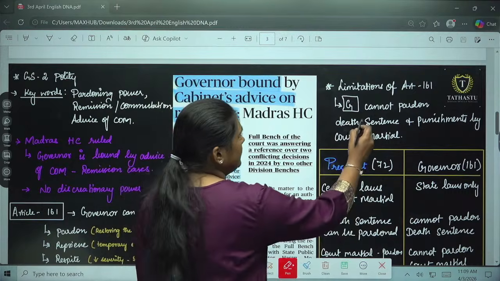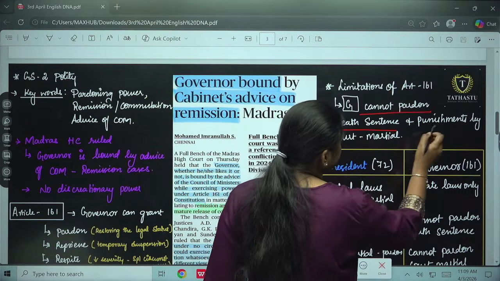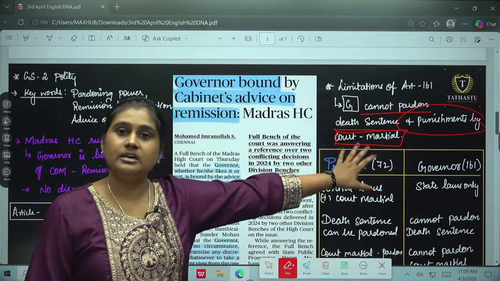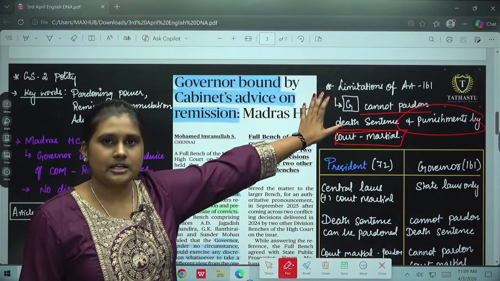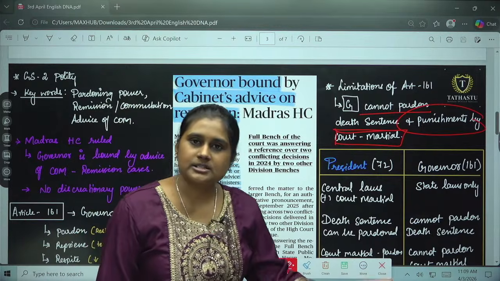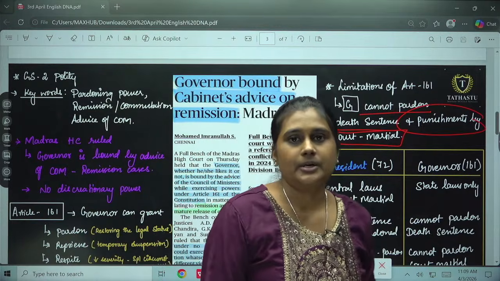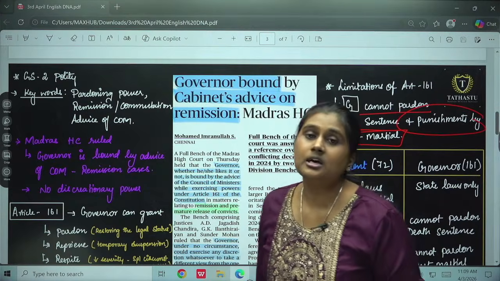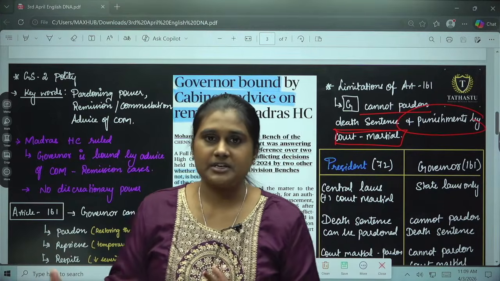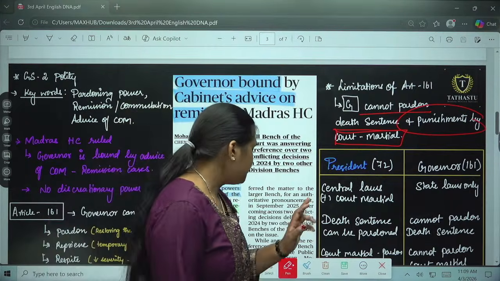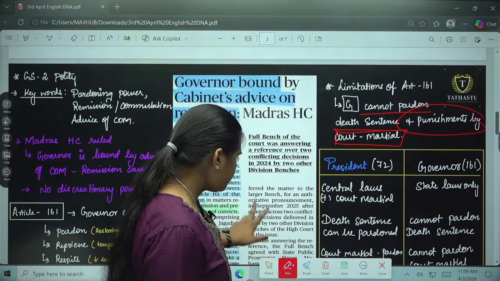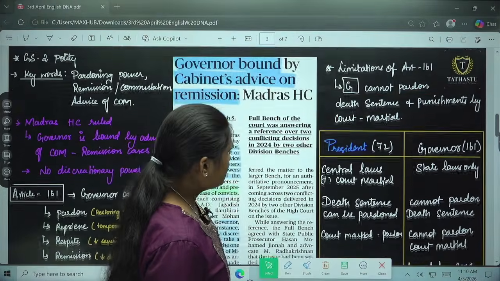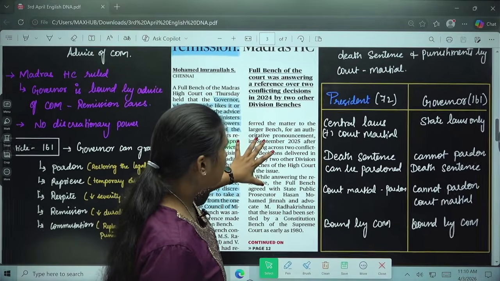So the Governor cannot pardon death sentences and punishments by court martial. This is the difference we talked about, the limitations of Article 161. When it comes to the President, it is Article 72, and for the Governor, it is Article 161. So comparatively we are just going to see the differences I have mentioned here.